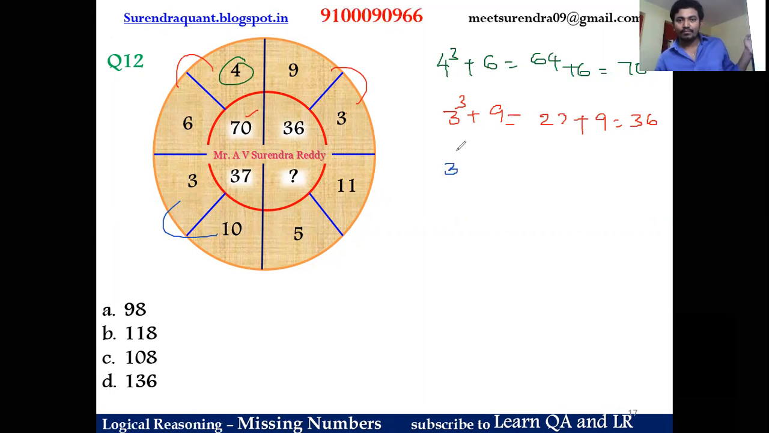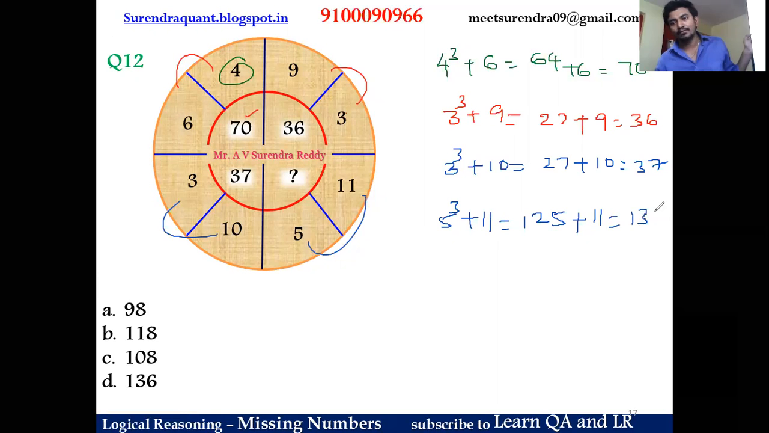Now do the same thing for the left bottom segment. 3 cube, the small number, plus 10. So 27 plus 10, that is 37. Then do the same thing here. You need to take the cube of the small number and then add the big number. So 5 cube is 125 plus 11.